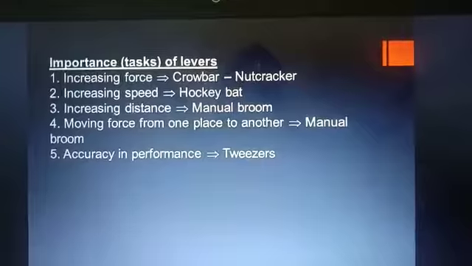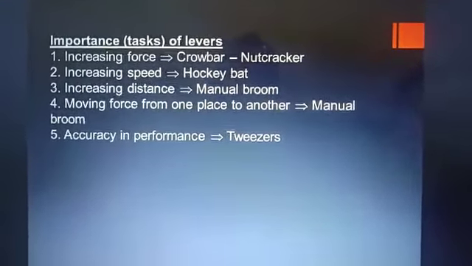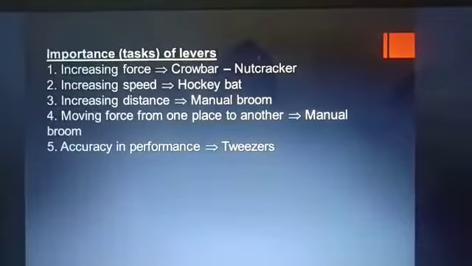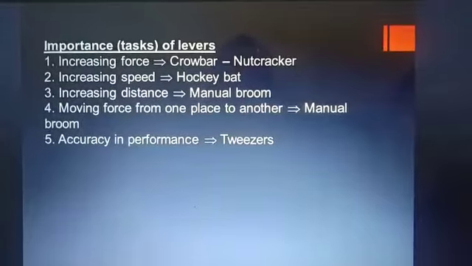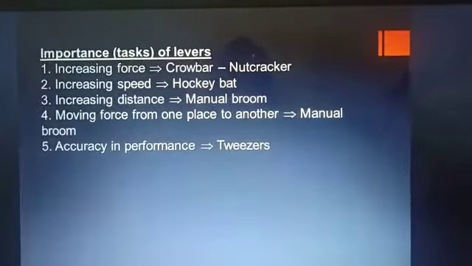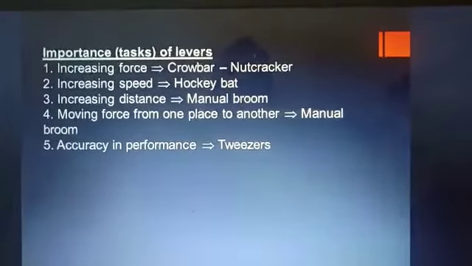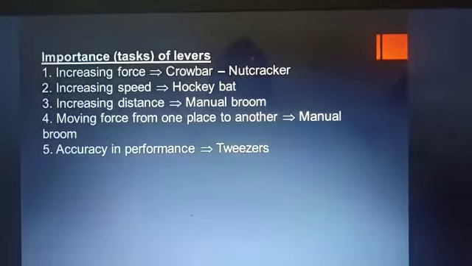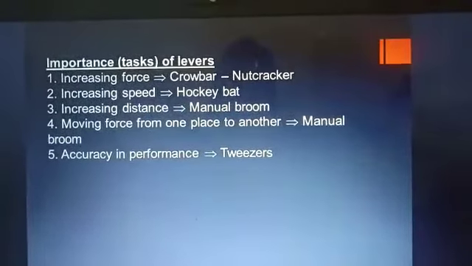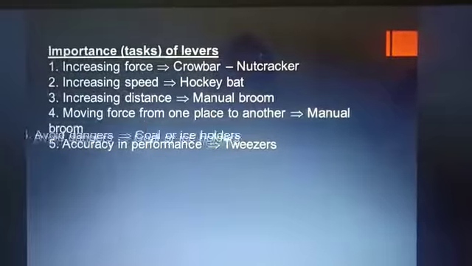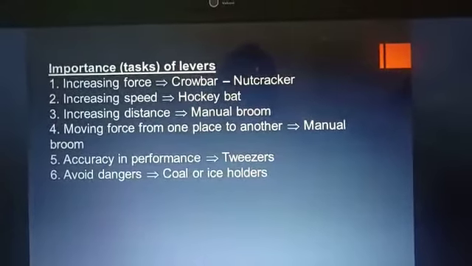5. Accuracy in performance. How? If I want to pick up very small things, like doctors who always need to pick up small things, they use tweezers. Tweezers are a lever. Why? Because they help the doctor to pick up very small things, so it gives us accuracy in performance. So a lever is very important, you see. 6. Avoid dangers, like a coal or ice holder.